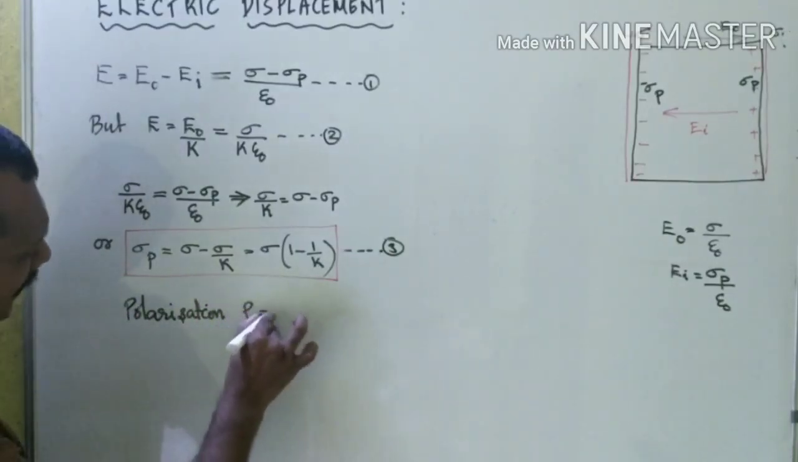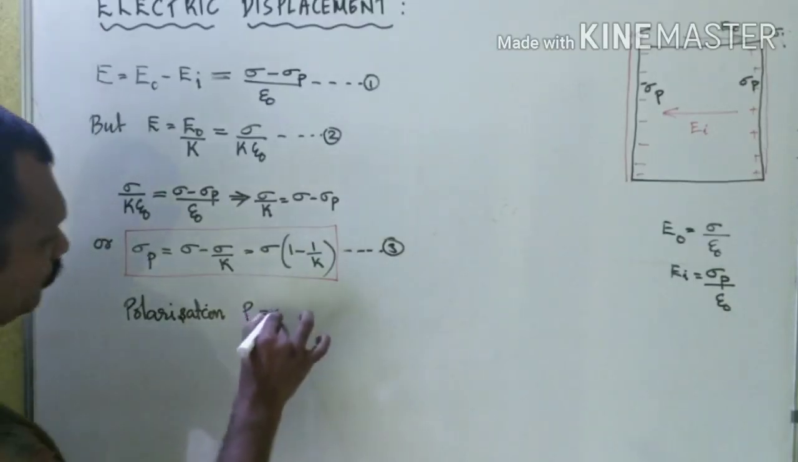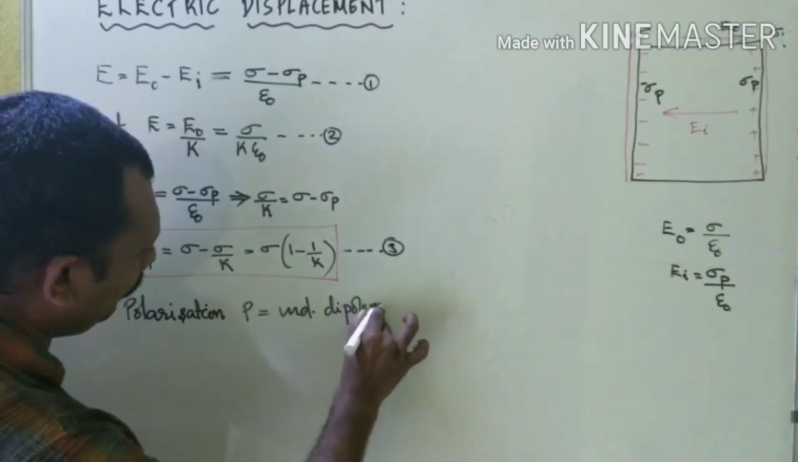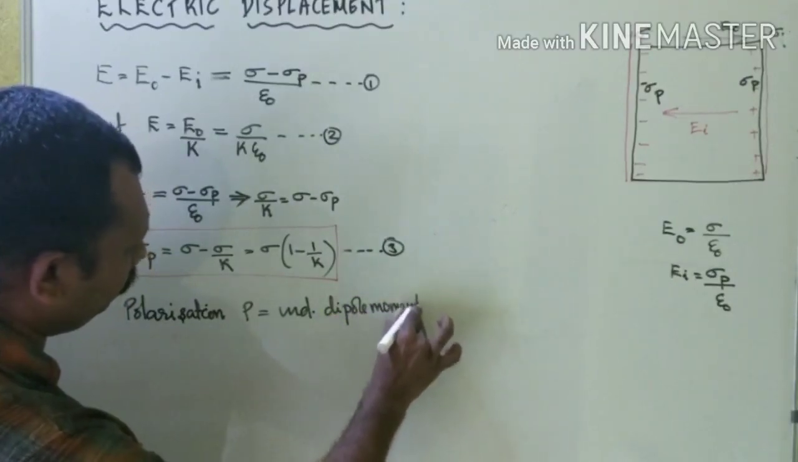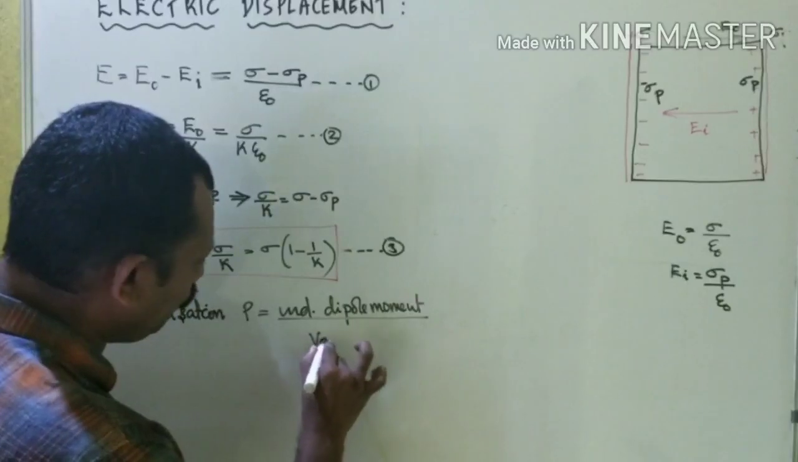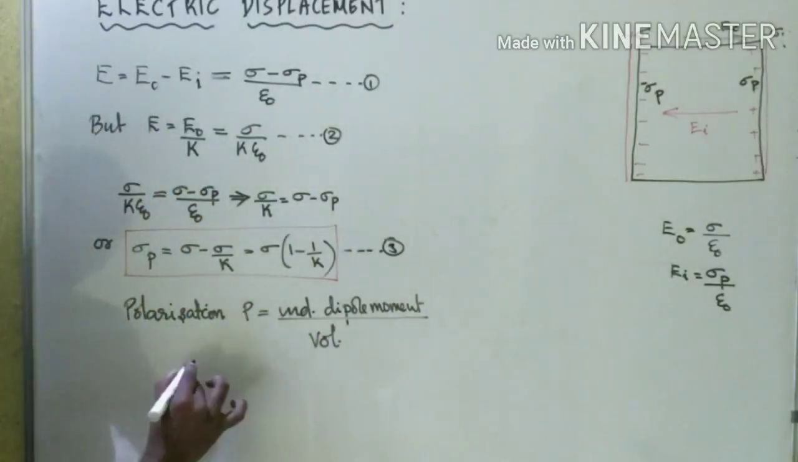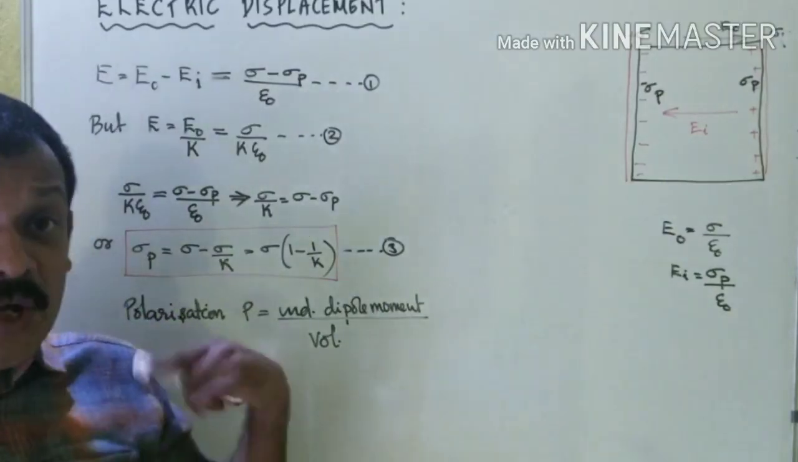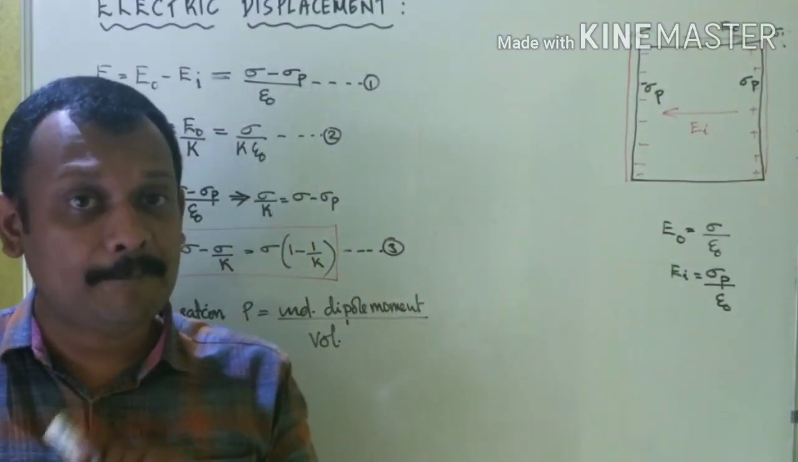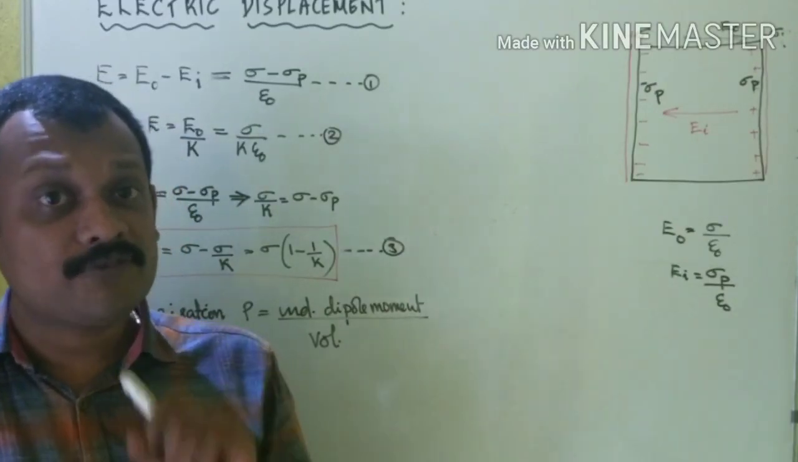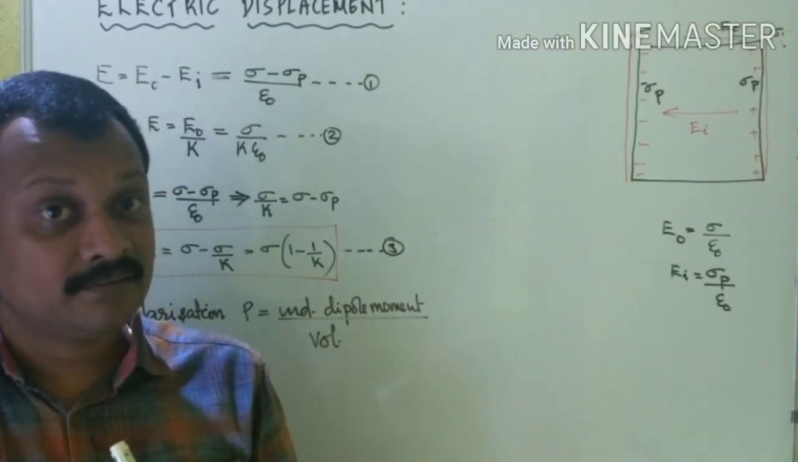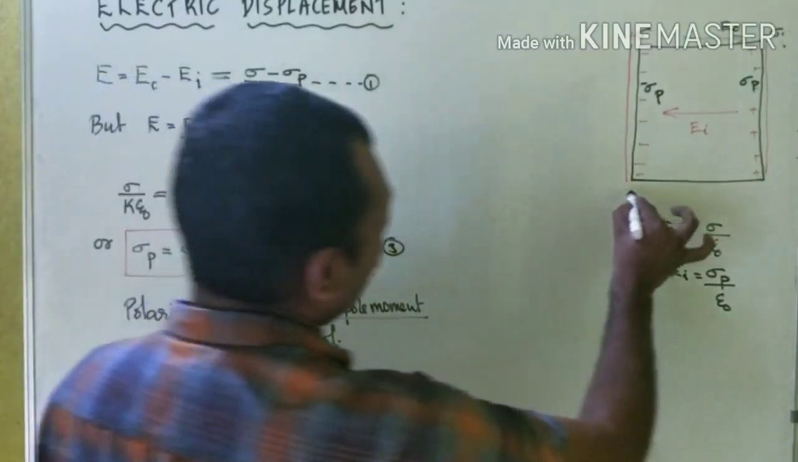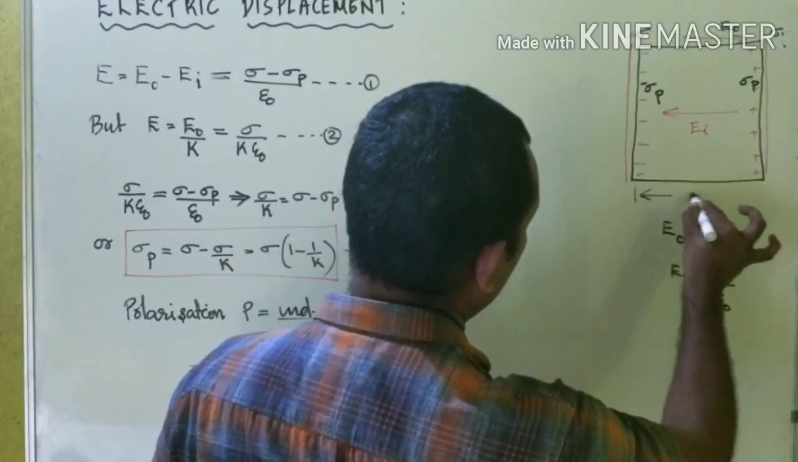We know that dielectric polarization P is equal to induced dipole moment divided by volume, right? This is equal to dipole moment, induced dipole moment. What is the formula for dipole moment? It's a product of charge and separation between the charges. Let us take this separation is equal to, say, small d.